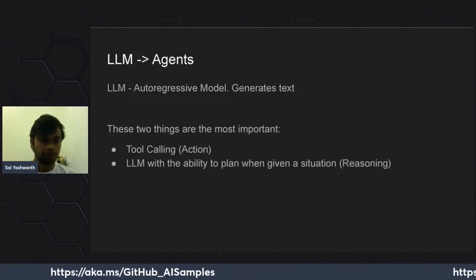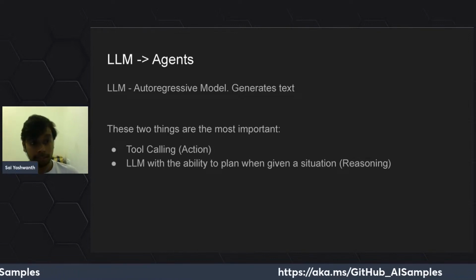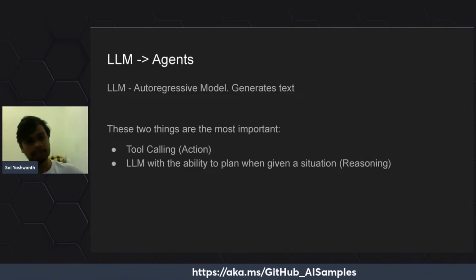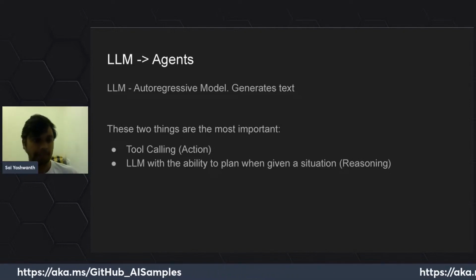So how will you convert your ML model, which generates text, into an entity which can take actions, which can send messages on LinkedIn, WhatsApp, or search the internet, send emails, read emails, reply to emails?